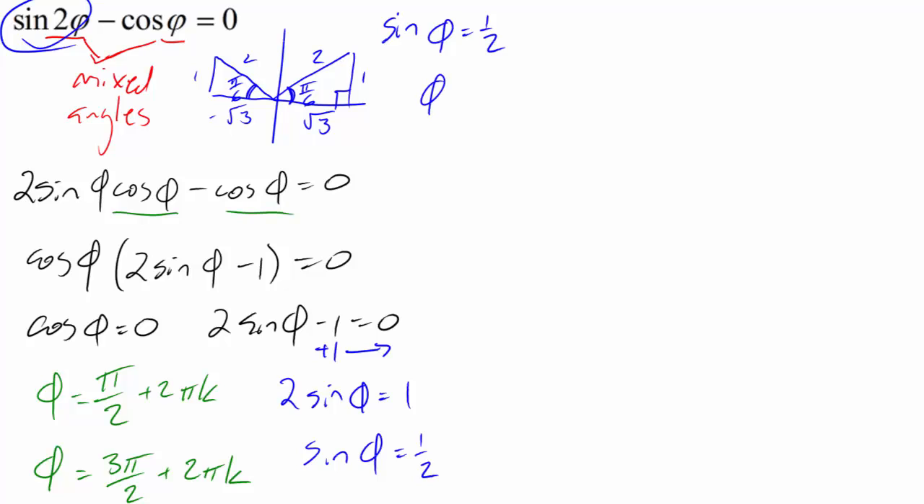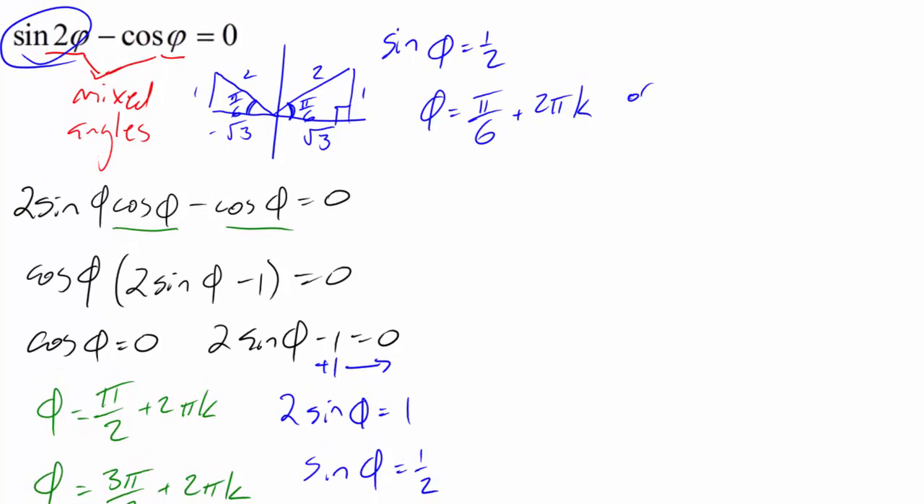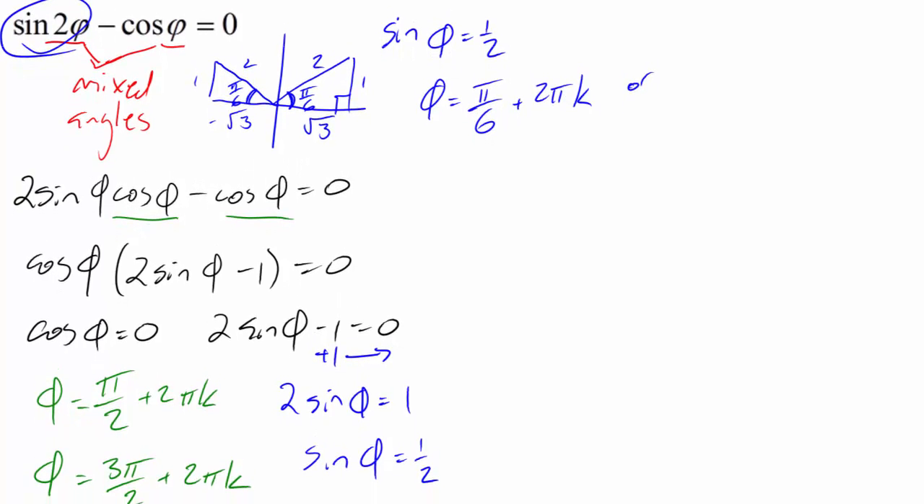Right, so we have phi is either equal to pi over 6 plus our 2 pi k, or, in quadrant 2, where pi over 6 is our reference angle, that'll give us 5 pi over 6, again plus 2 pi k. Remember, we add the 2 pi k in because we got rid of the trig function at that step and we're solving for the actual angle.